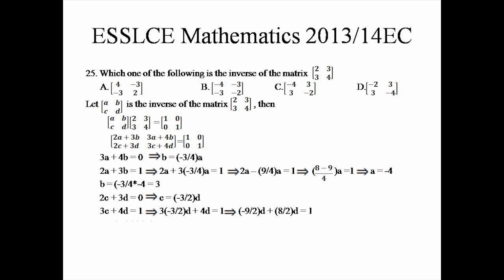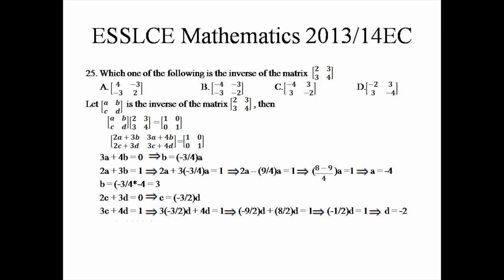4d can be rewritten as 8 over 2d, just to make the denominators of the two expressions at the left similar. Thus, negative 9 over 2d plus 8 over 2d is equal to 1. Negative 9 over 2 plus 8 over 2 is negative 1 over 2, d is equal to 1, meaning d is equal to negative 2.